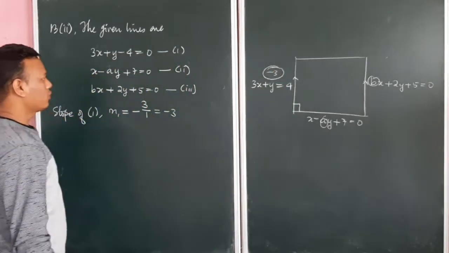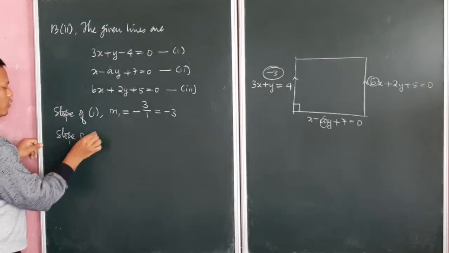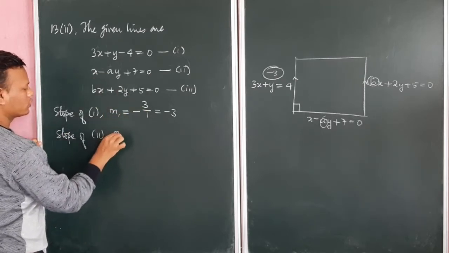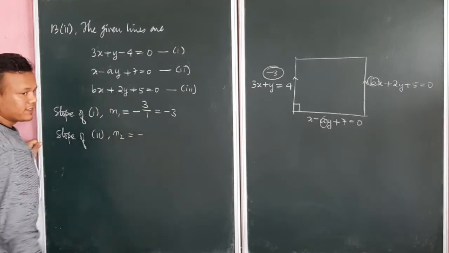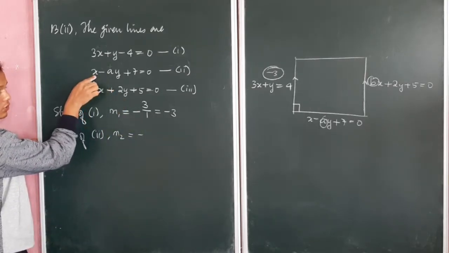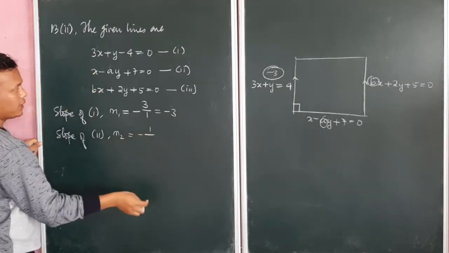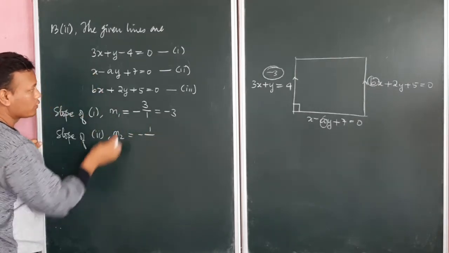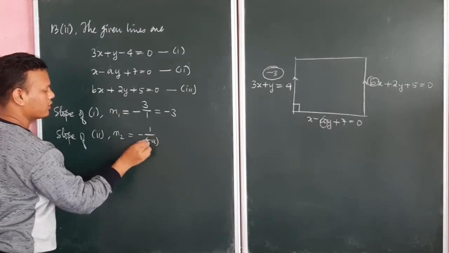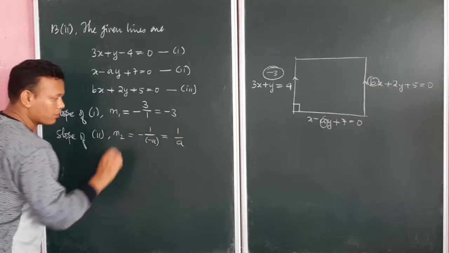Now let us find the slope of 2. Let me call this m2, which is minus a by b. And how much is a? a is the coefficient of x, don't get confused. So the coefficient of x here is 1, so minus a by b, and b is the coefficient of y. So what is the coefficient of y? It is minus a. So minus into minus is plus, so it is 1 by a. So the value of m2 is 1 by a.